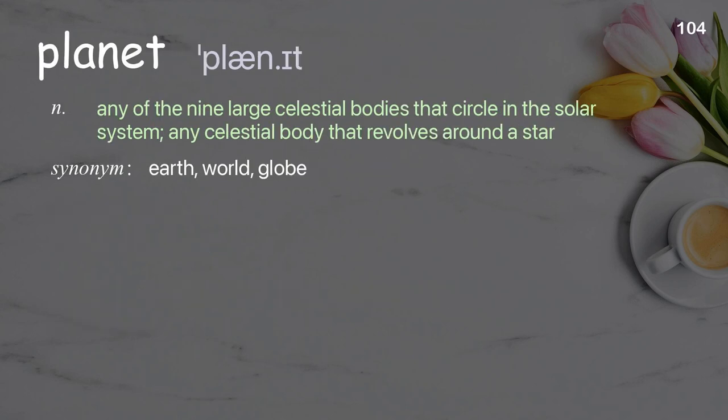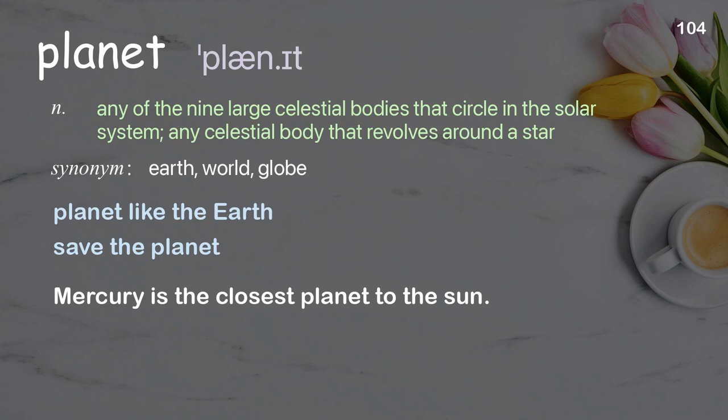Planet: any of the 9 large celestial bodies that circle in the solar system, any celestial body that revolves around a star. Examples: planet like the Earth, save the planet. Mercury is the closest planet to the Sun.